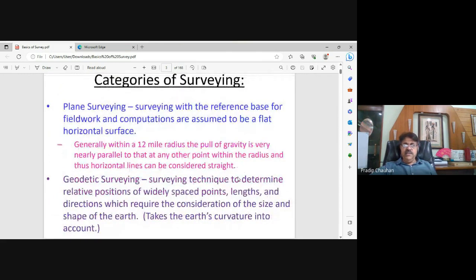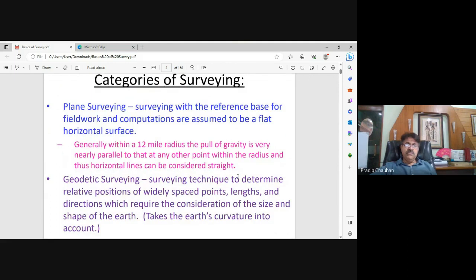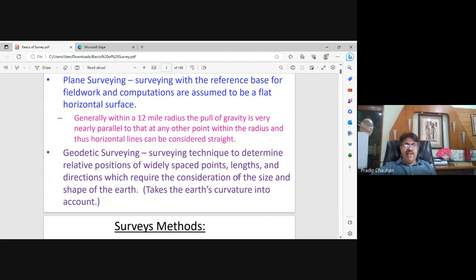Now, categories of surveying. So there is plane surveying, and then geodetic survey, where we take the curvature of the earth into consideration. In plane survey, we are not making any correction, assuming that it is a flat horizontal surface. But the earth is not flat, so there is a curvature. The perimeter of the earth is approximately 40,075 kilometers, and the radius would be somewhere around 12,700. So looking at all these things, let's go one by one.